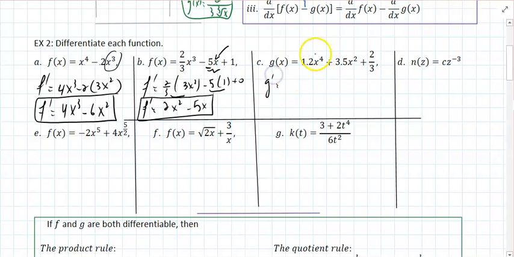How about g prime? 4 times 1.2 is 4.8, because you're going to multiply it after. 2 times 3.5 is 7x, and the derivative of a constant is 0.